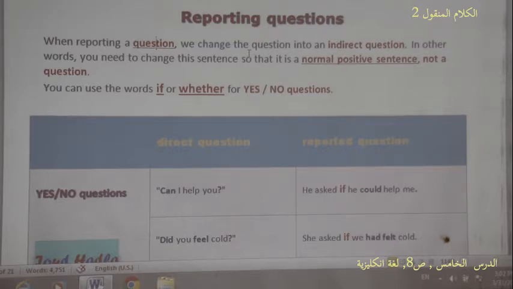So the first step is to use a normal positive sentence. It is not a question as usual. It's an indirect question. Again, it's an indirect question. This is a very important note from the very beginning. Now, another note, dear students.